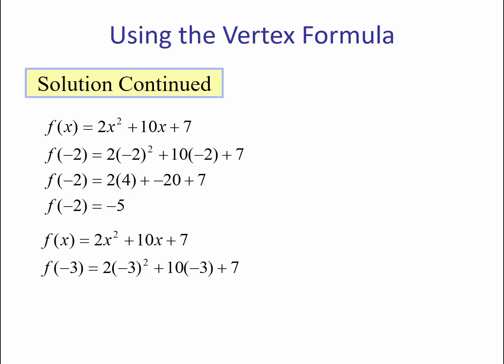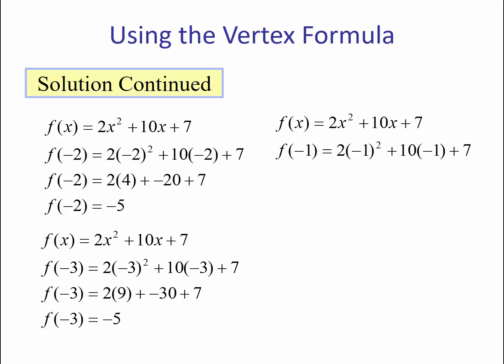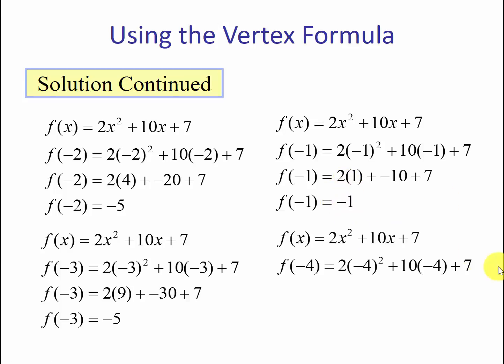My next input is -3. -3 squared is 9. 9 times 2 is 18. 18 plus negative 30 plus 7 gives me an output of negative 5. Next, I'll try negative 1 as my input. Following the order of operations, my output becomes negative 1. Finally, my last input, negative 4, gives me an output of negative 1.